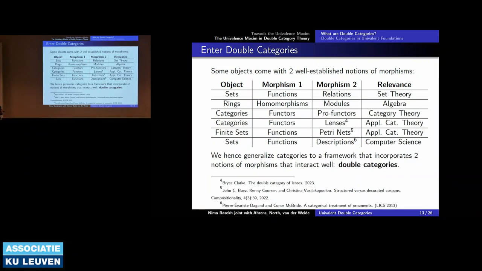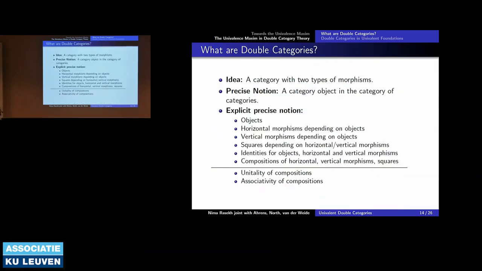I tried to come up with a bunch of examples in different areas of math and computer science, so wherever you are, you will find one of these examples appealing to you. In this case, what we want is a framework where we have objects, two types of morphisms, and a bunch of structure which explains how these morphisms interact with each other. And that's called a double category. A precise definition of a strict double category can be given as a category object in the category of categories. If you know what that means, then there you go.